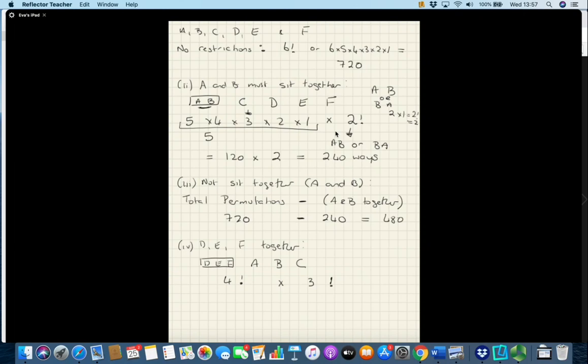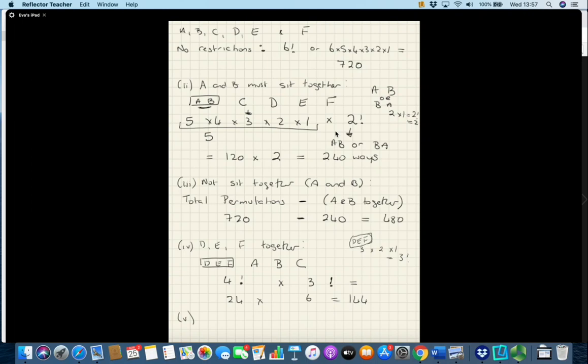3 factorial, so 3 options for the first letter, D, E or F, 2 options for the second letter, and 1 option. So that's a 3 factorial, is just the shorthand way of writing it. So 3 factorial by 4 factorial is 3 2s are 6, 4 3s are 12, 2 2s are 24, so 144 different ways.